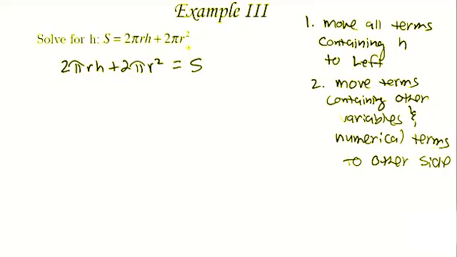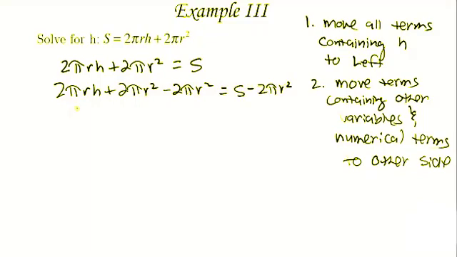The next thing that I need to do is remove all the terms on the left side that do not contain h. I'm going to do that by subtracting. I have 2 pi r squared, and I'm going to subtract 2 pi r squared from both sides. And that's going to give me 2 pi r h equals S minus 2 pi r squared.